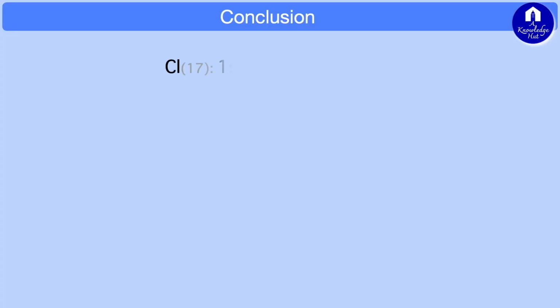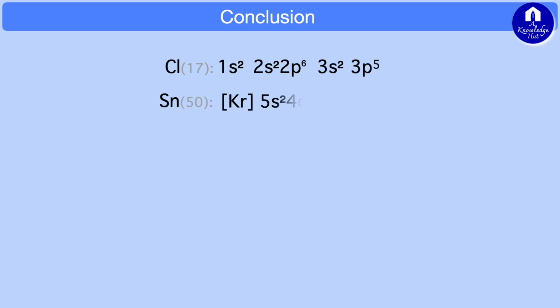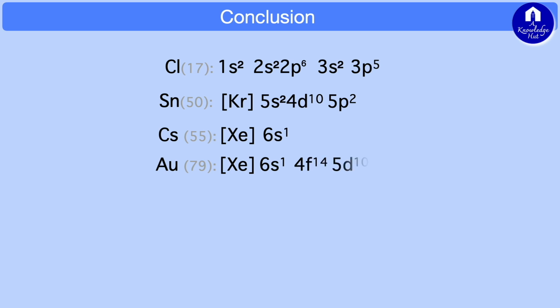With this, we have reached the end of this video. Today we learnt how to write the electron configuration of elements using the periodic table. We discovered an unusual electron configuration for gold. Notably, many d block and f block elements exhibit similar strange configurations. We will discuss such configurations at length in some other video.